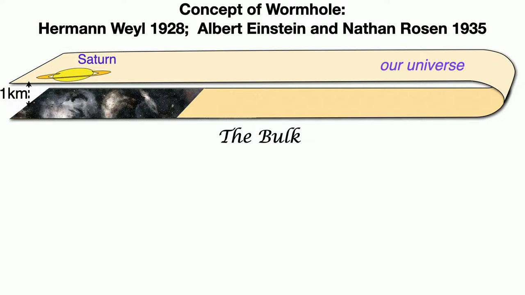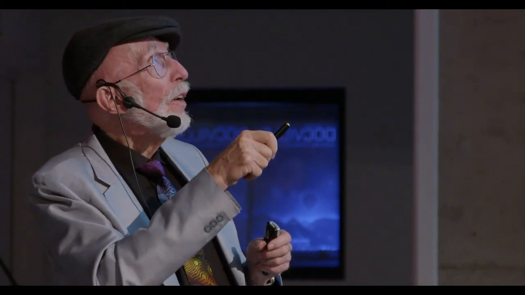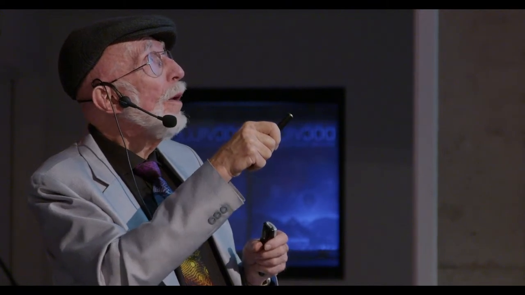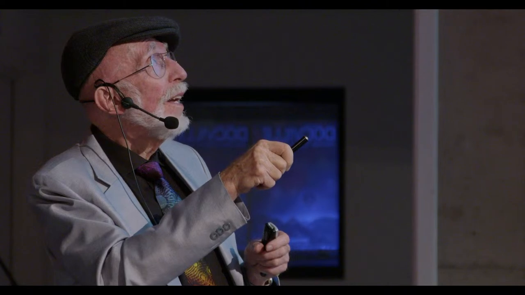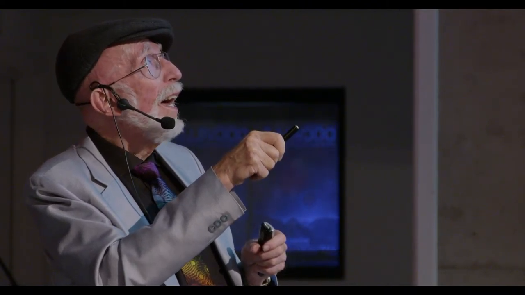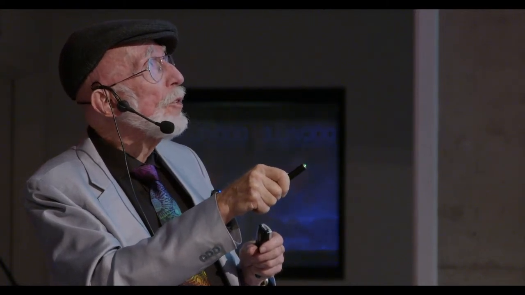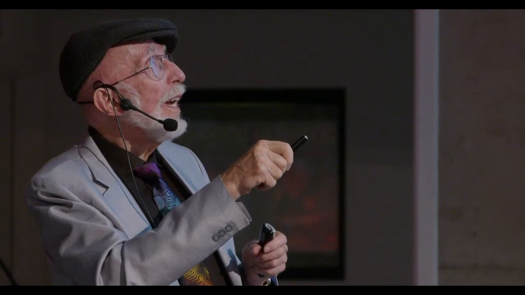So it was Hermann Weyl in 1928, working from a very different point of view than what I'm going to describe, and then Albert Einstein and his young colleague Nathan Rosen in 1935, who imagined that our universe might be bent around like this in the bulk, in the higher dimension, and that there might be an object that John Wheeler later named a wormhole. It was originally called an Einstein-Rosen bridge, so a bridge that reaches from our solar system near the planet Saturn into the core of a distant galaxy. Remember, it's only the surface that's part of our universe. And so this is a two-dimensional analog.